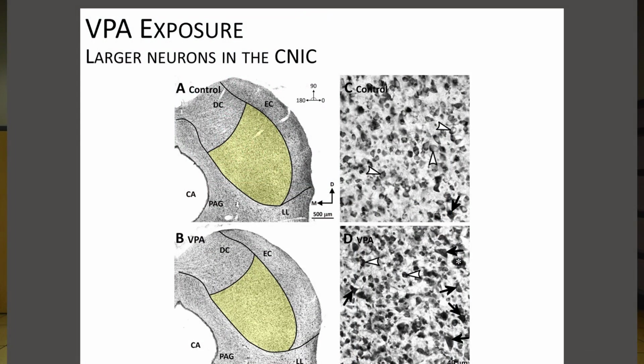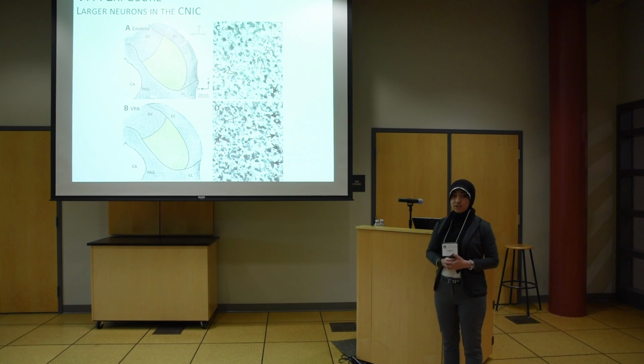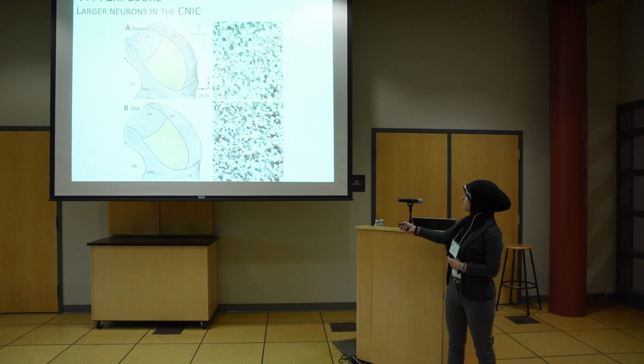Okay, so on this slide, we're looking at the central nucleus of the inferior colliculus. A and B are images of the entire inferior colliculus, with the central nucleus outlined and highlighted in yellow. And in B, we could see that there was actually a reduction in the overall size of that central nucleus in the VPA group compared to the control group. C and D are higher magnification images of the neurons in the central nucleus, and we actually found a significant increase in the size of the individual neurons following VPA exposure. And if you look at this neuron here, you can tell that it's larger than these up here in the controls.